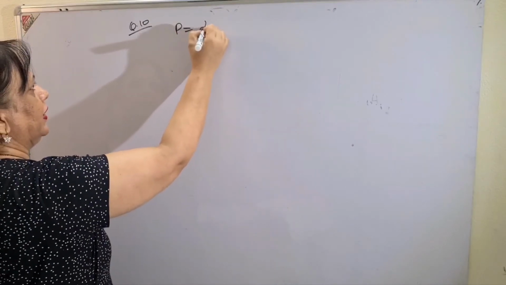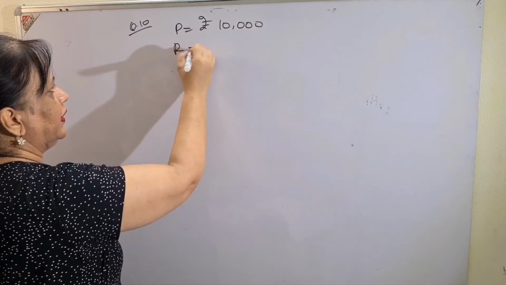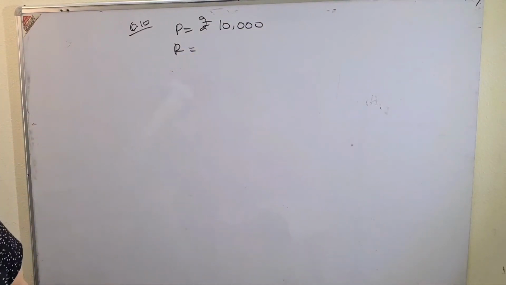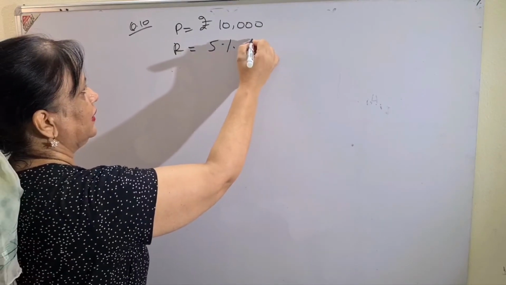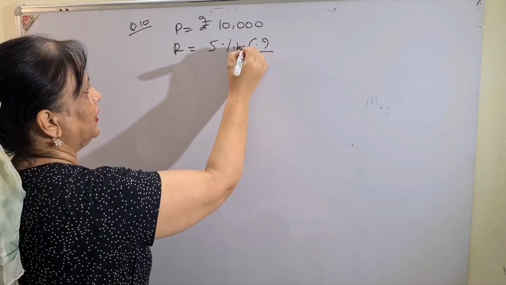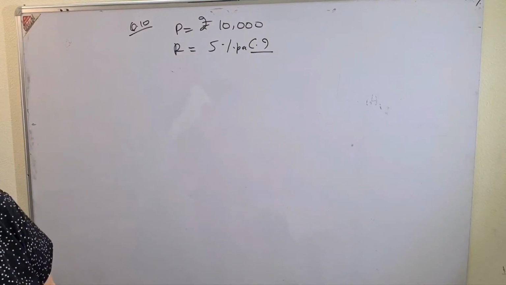Principal is rupees 10,000. Rate is given to be 5% CI, per annum CI, you can say. Write the data nicely. And then now listen to me again.